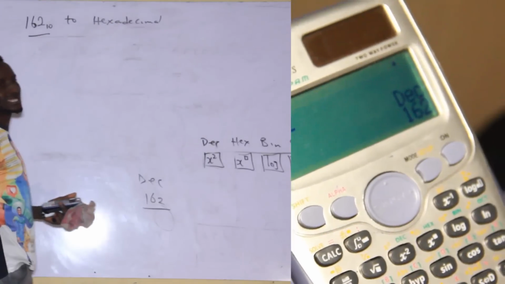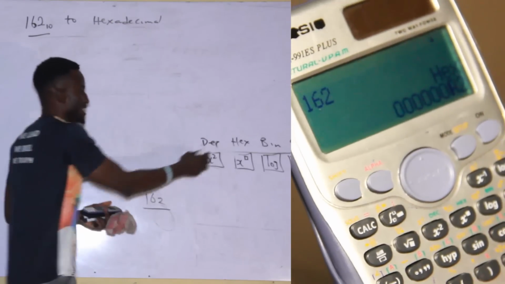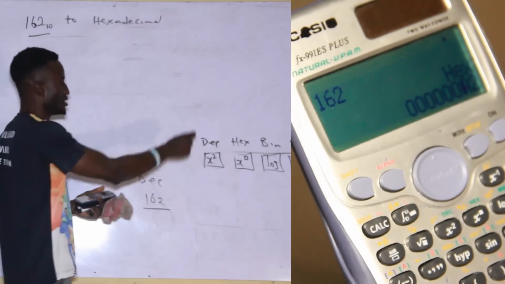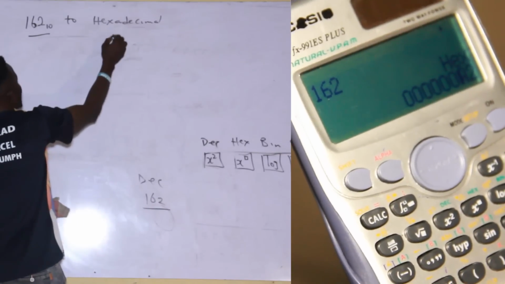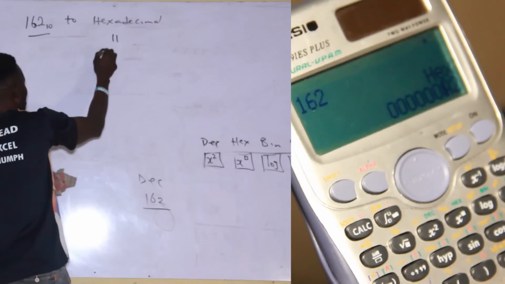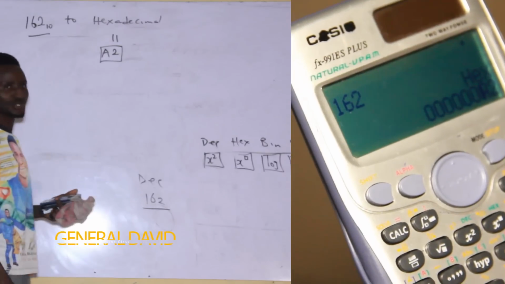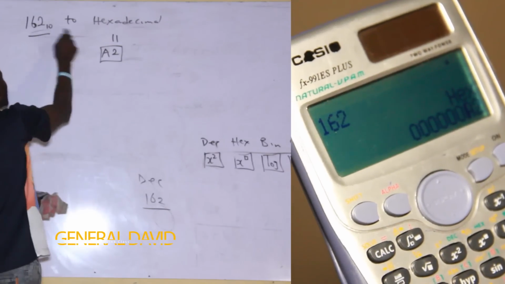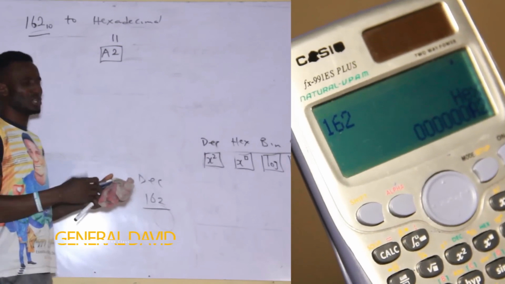We are converting to hexadecimal. Then press the button of hexadecimal, which is the x raised to power. So you observe that the answer here in hexadecimal is A2. So this is the final answer, A2. So A2 is the conversion of this to hexadecimal. This is how you do the conversion.